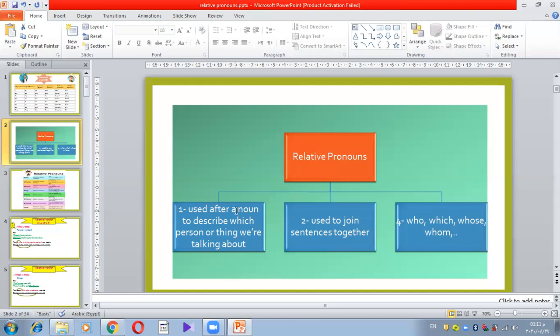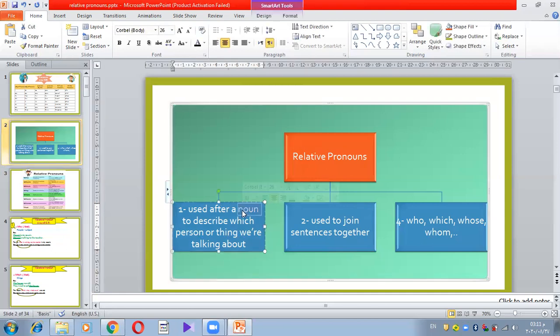Number 2, like who, which, whose, whom, as we said. The most important point regarding the relative pronouns is that they are used after a noun. After what? A noun. Be careful of that, please. So it's used after a noun to describe which person or which thing we are talking about. So what do you mean by this?